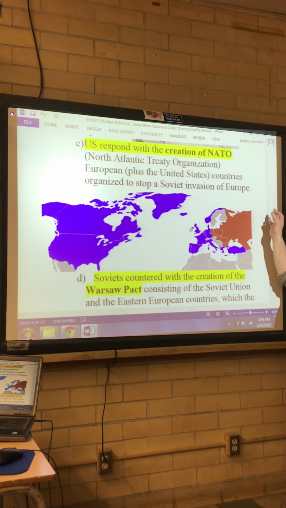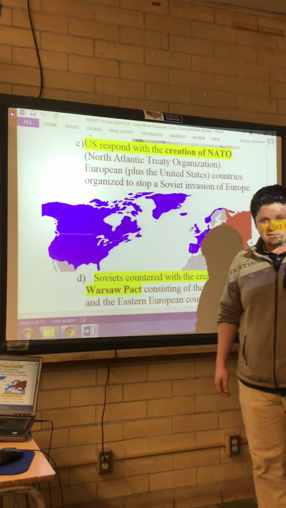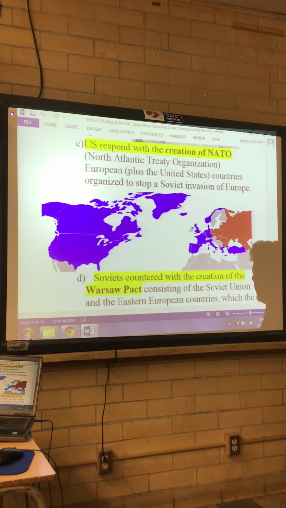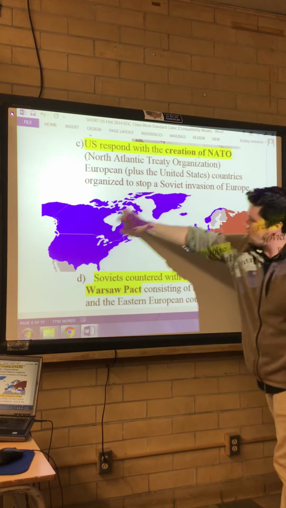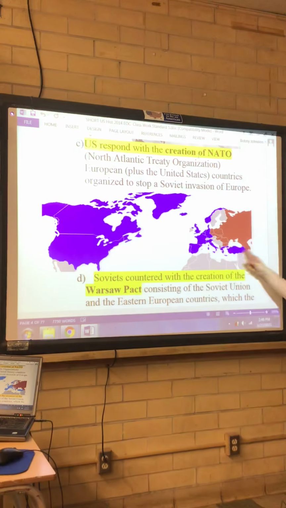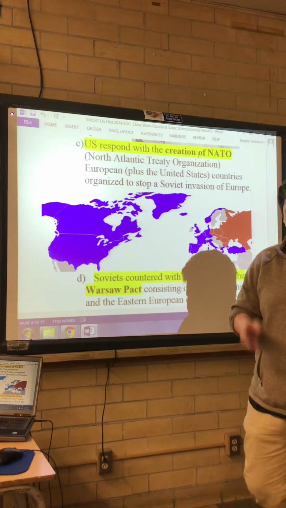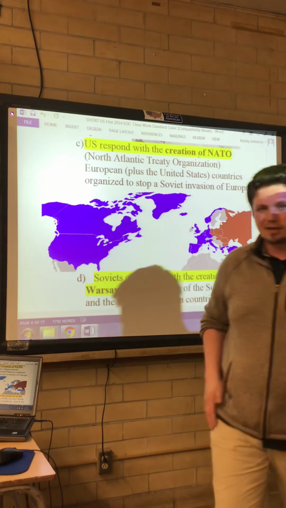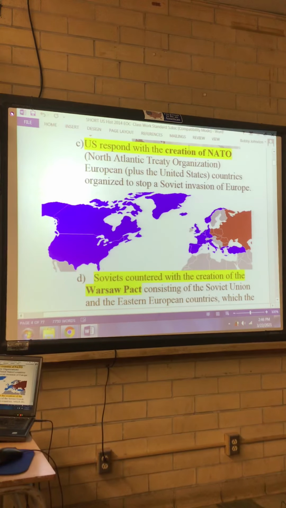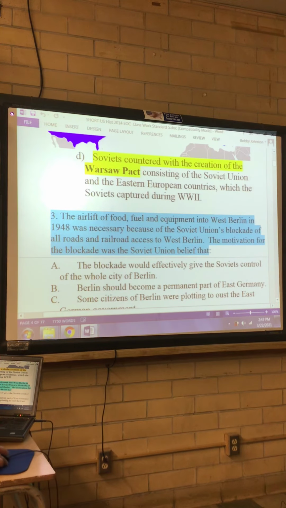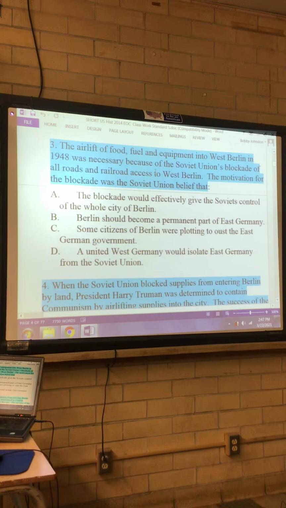The Warsaw Pact is going to be Russia mainly. China is going to be involved, which makes it huge. And then you have North Korea as well. So these countries are the good guys, NATO. The Warsaw Pact are the bad guys in the Cold War. No more Allies, no more Central Powers, none of that. It's NATO versus the Warsaw Pact. Okay? So, moving on. Soviets countered with the creation of the Warsaw Pact, consisting of the Soviet Union and Eastern European countries, which Soviets captured during World War II and were given to them at Yalta. Okay, all right, here we go.